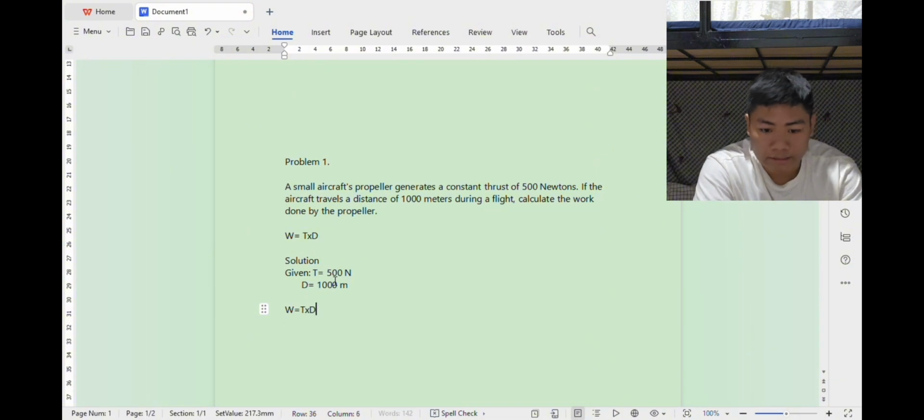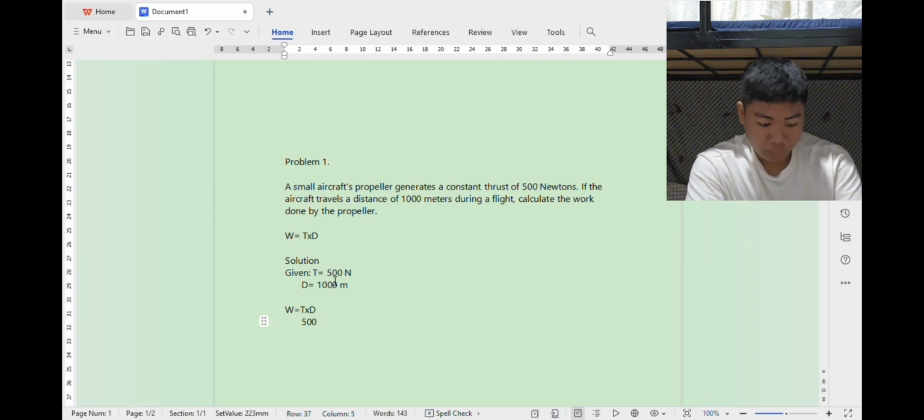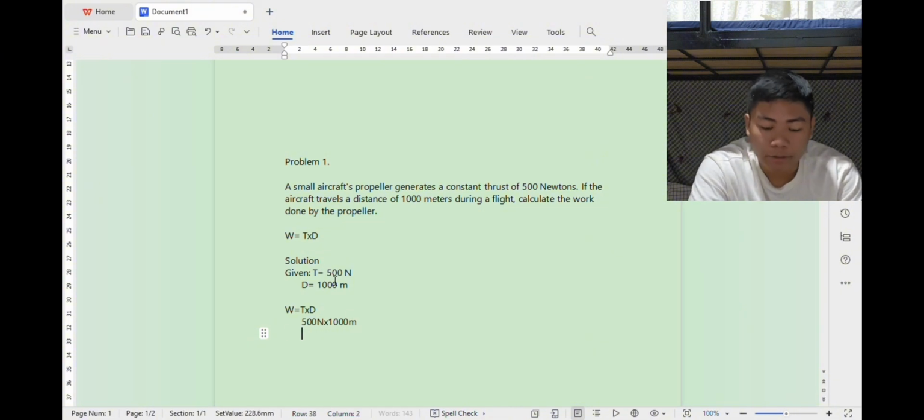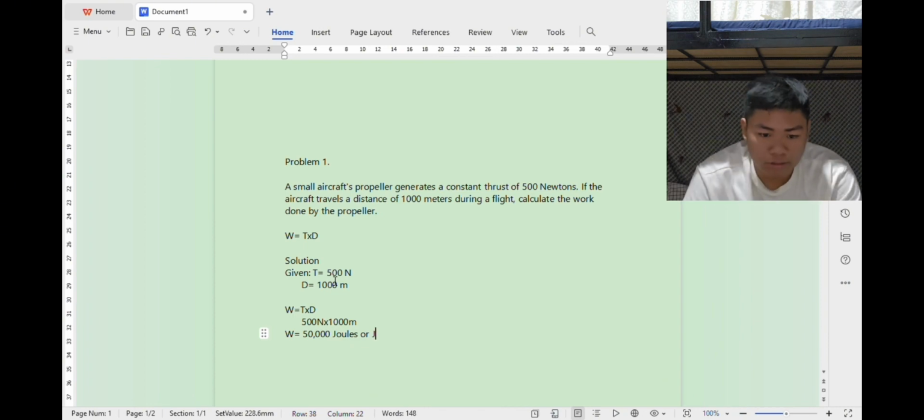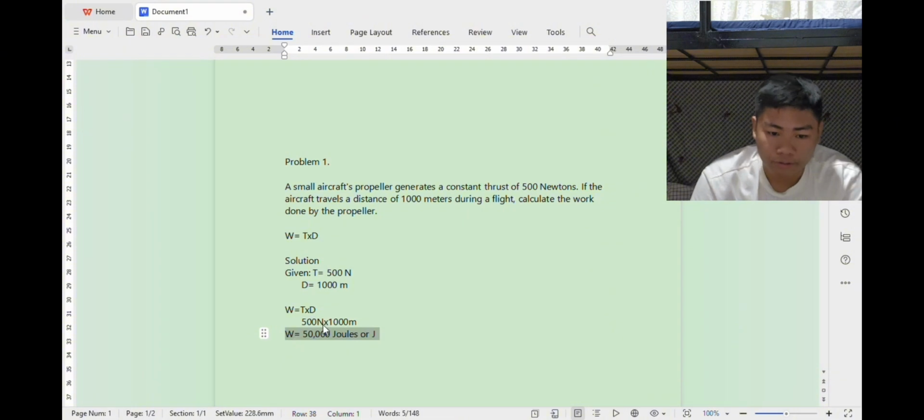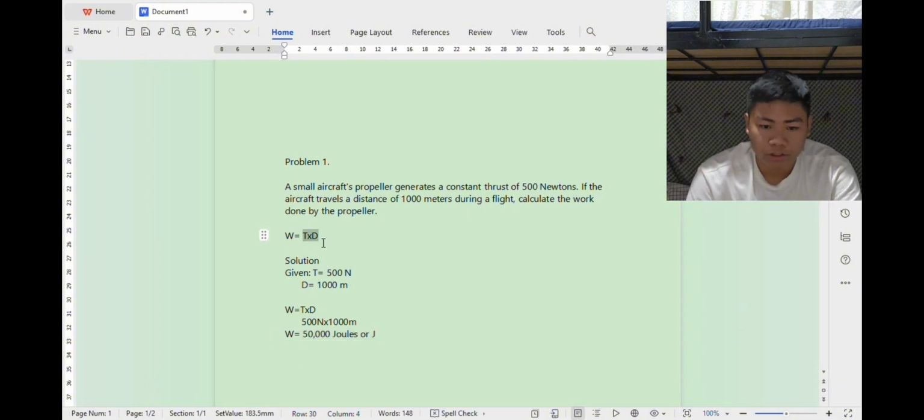Thrust times distance. So our thrust is 500 newtons multiplied by our distance, which is 1,000 meters. If we use our calculator, we will get work equals 500 times 1,000, which is 50,000 joules, or J. Okay, J will do. So that's how we calculate work. It's simple: thrust multiplied by distance.